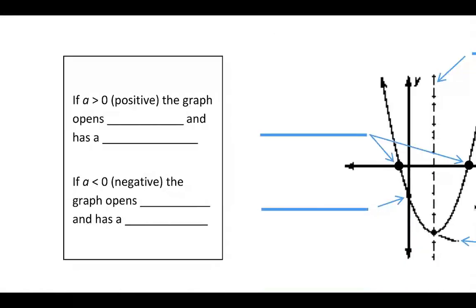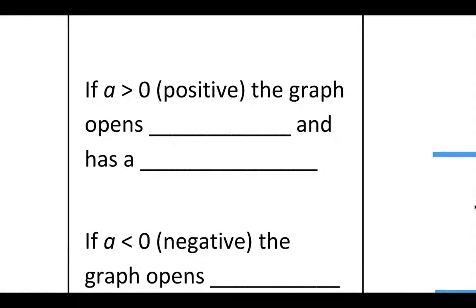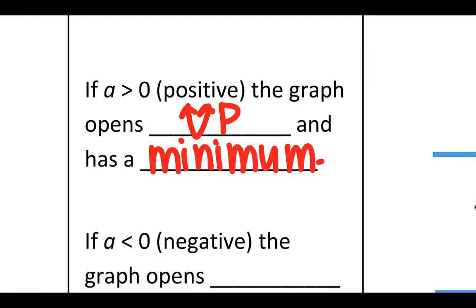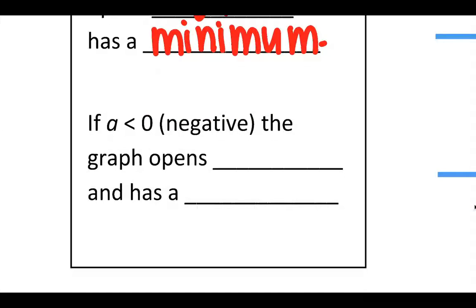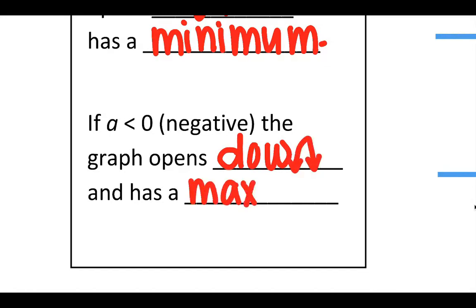So quick review. If a is greater than 0, aka the a is positive, your graph is going to be opening upward. Hopefully you've got this memorized by now. We've done it like every day for the past 4 days. And it has a minimum because the vertex is at the lowest point on the graph. If a is less than 0, aka it's negative, the graph is going to open down. That means that the graph has a maximum point because that vertex is at the highest point on the graph.